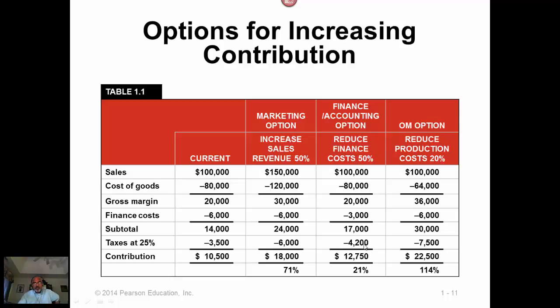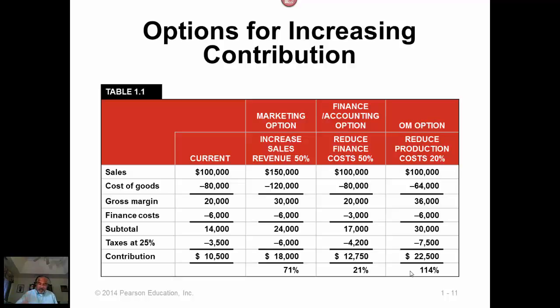And a similar computation, when we cut finance cost by 50%, everything else remaining the same, the contribution margin goes up by 21%. But when we try to control cost in production, everything else the same, now if we cut the production cost by 20% and work everything out, you see that the contribution increases by 114%, more than doubles the contribution.